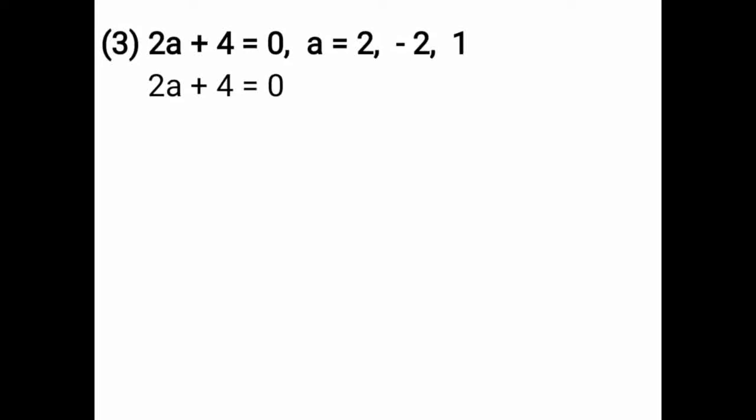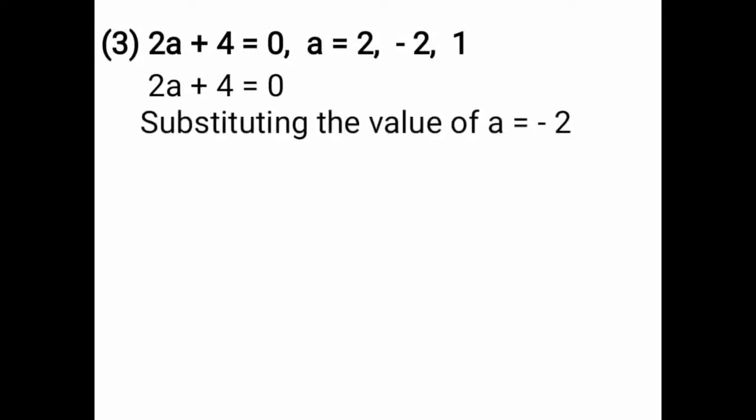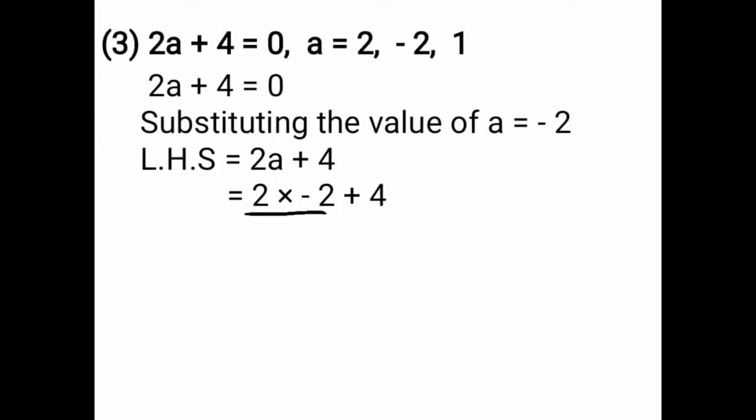2a plus 4 is equal to 0. Substituting the value of a is equal to -2. Left side is equal to 2a plus 4, that is equal to 2 into -2 plus 4. First you have to multiply this and then you have to add.